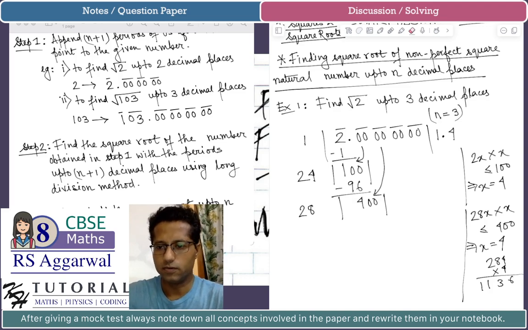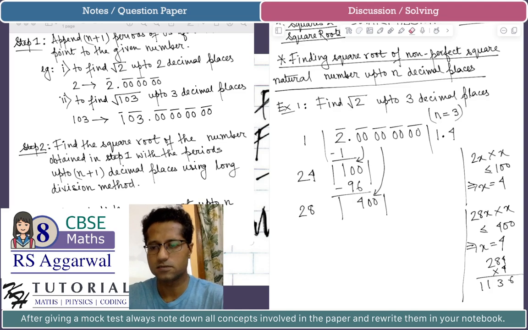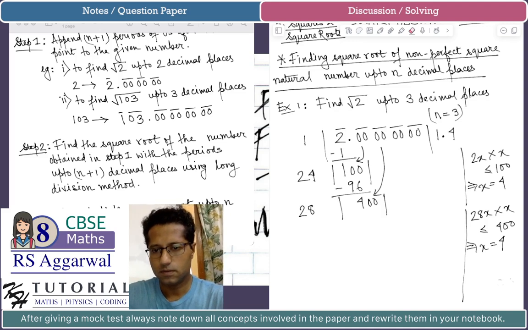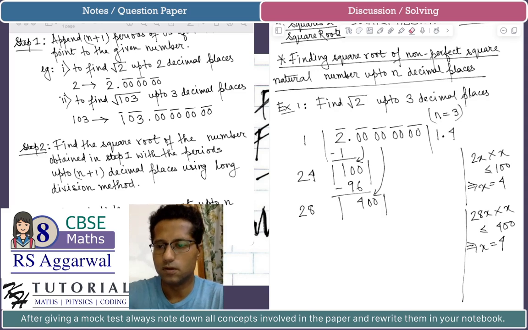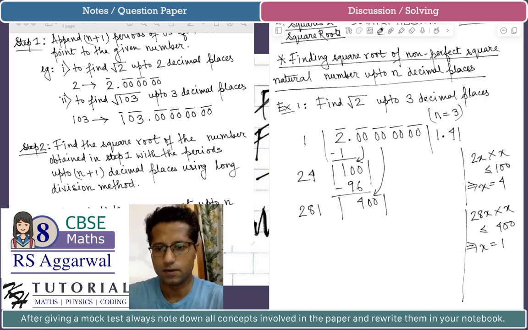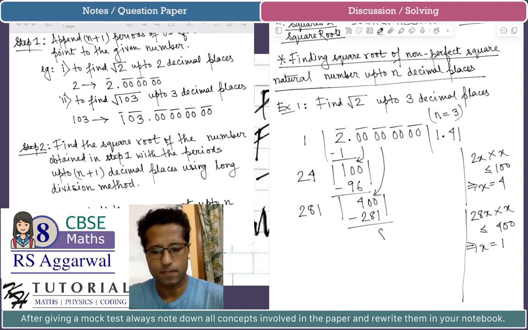28x multiplied by x less than or equal to 400. So this implies x will definitely be 1. It cannot be 2, because 282 multiplied by 2 will exceed 400. So over here x has to be 1. Okay, so we have 1 over here, and this 1 will also get appended to the quotient. 281 multiplied by 1 is 281, and we find the remainder, which is 9.